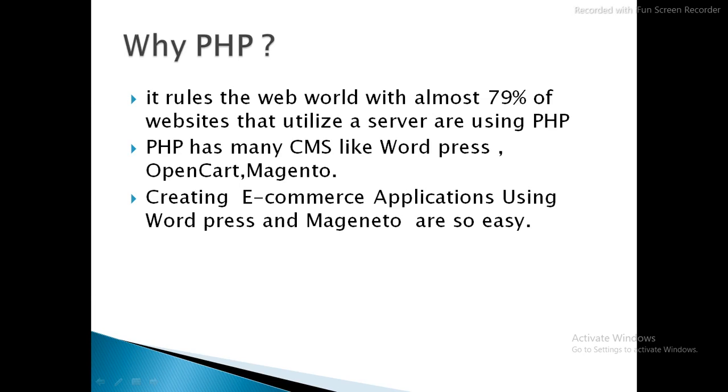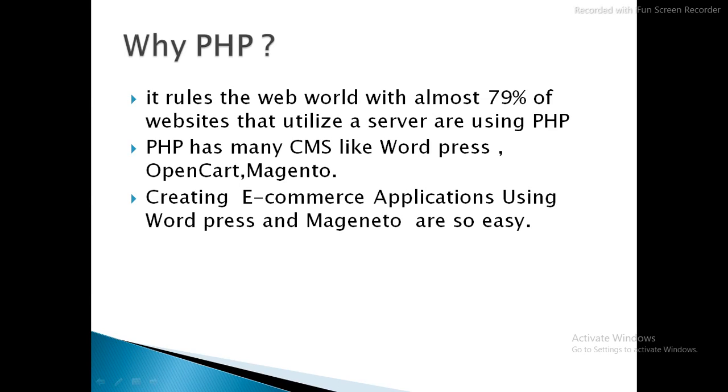Means all over the world there are many languages running over the internet, and we create websites and web applications using several languages like Java, Python and others. But in the case of PHP, 79% of websites and web applications are created in PHP. There are many CMS like WordPress, OpenCart, Magento. So these popular CMSs belong to PHP. PHP is widely used over the internet to make web applications and websites.